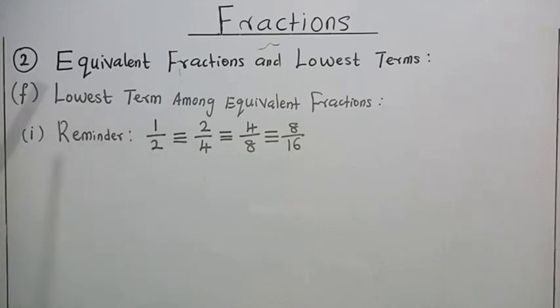The same thing is applicable to this and this, this and this. That means that all these 4 fractions are not different. They differ only in the values of numerators and denominators, but essentially their magnitudes are the same. That is why we say that they are equivalent. That is the reminder. Now, from this statement, we learn what is called lowest term. Again, what is lowest term?